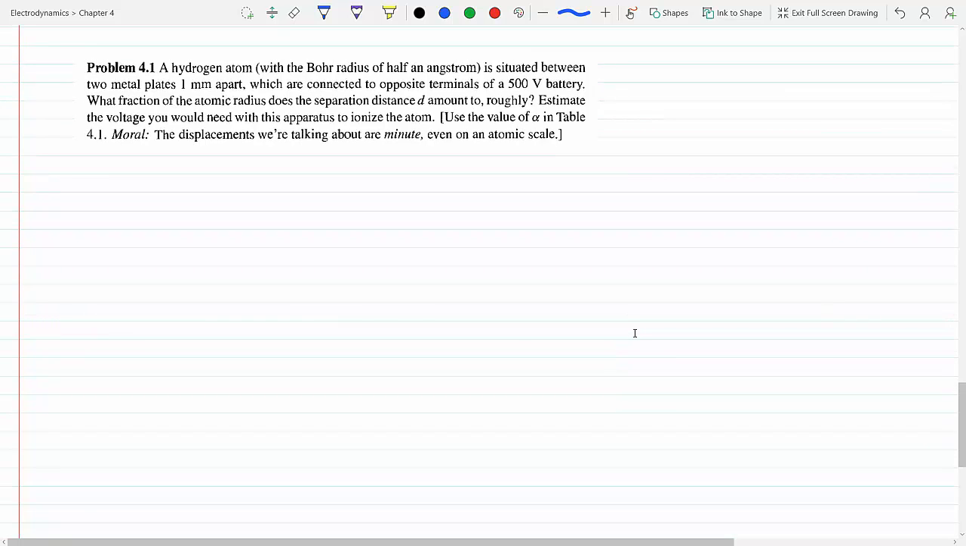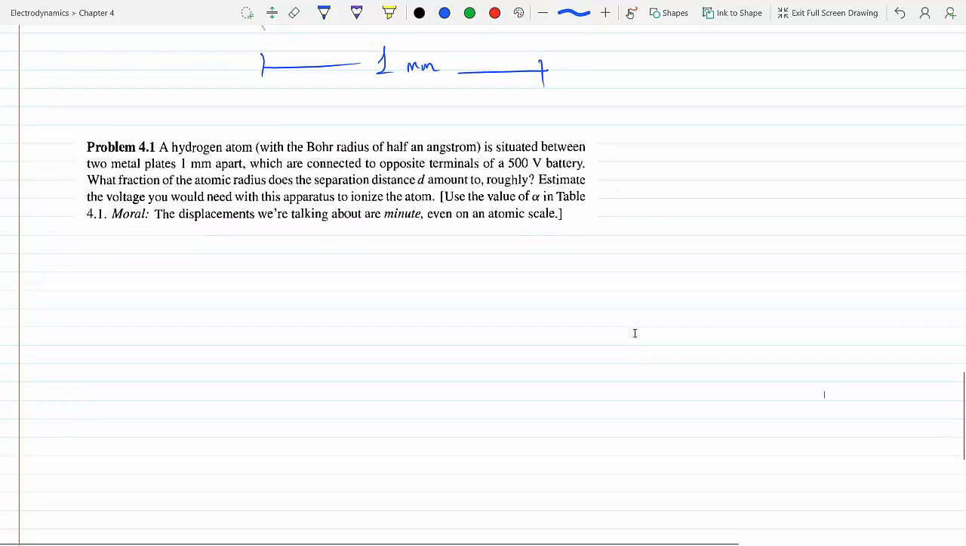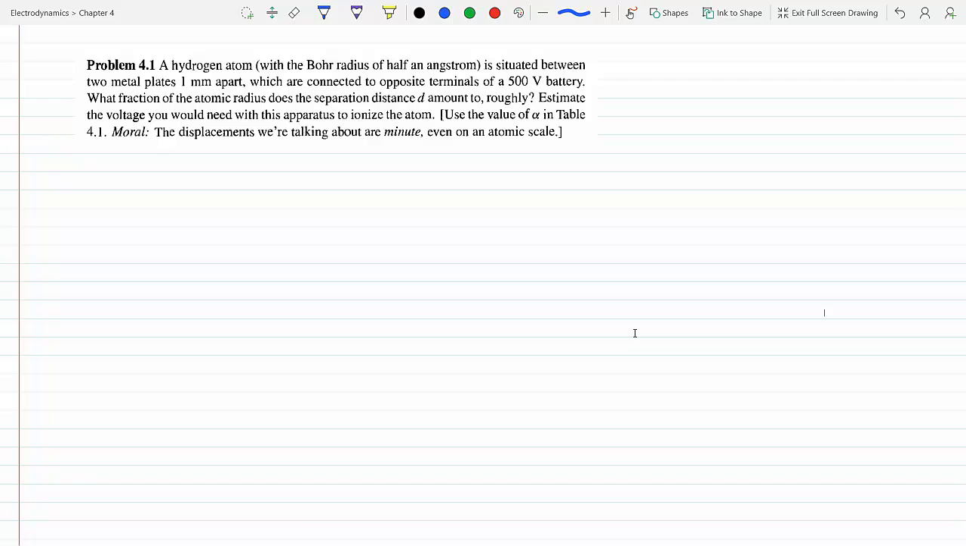A hydrogen atom with the Bohr radius of half an angstrom is situated between two metal plates 1 millimeter apart, which are connected to opposite terminals of a 500-volt battery. So that's the potential, the voltage between the two plates of the capacitor. What fraction of the atomic radius does the separation distance amount to roughly?